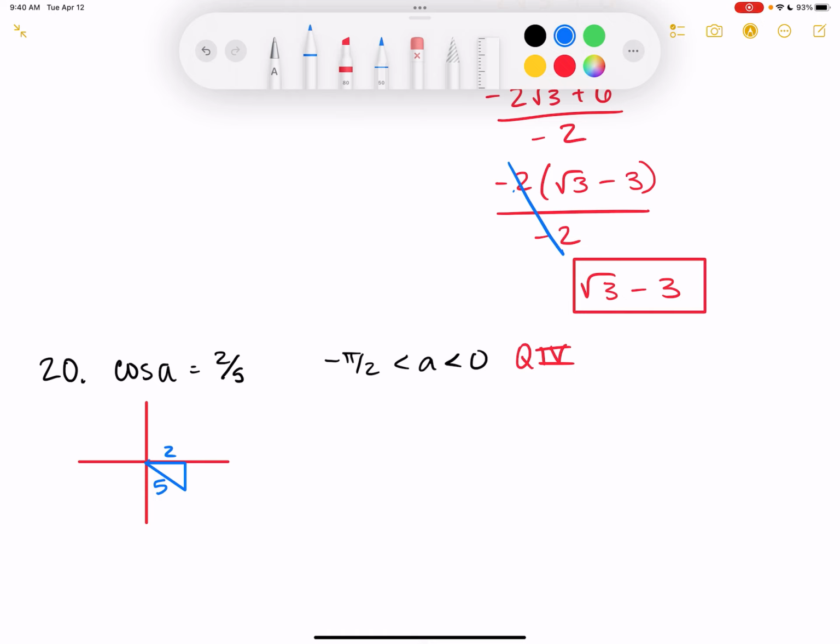Do we actually have to do the formula? I mean, you can do it in your head. 5 squared is what? 25. Minus 2 squared. 21. Okay, so then the square root of 21. No, it's not a special one. I just don't feel like writing down the Pythagorean theorem.